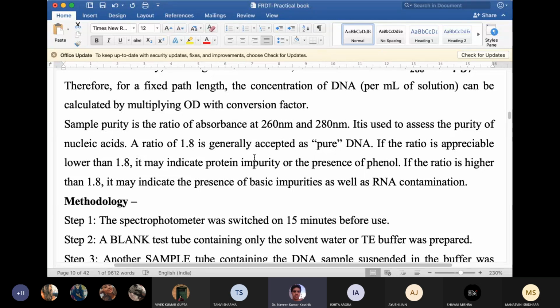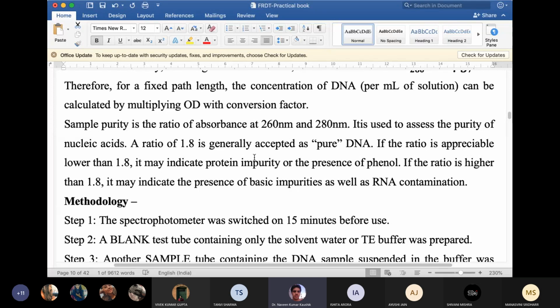So then you are going to suspect that protein impurities are there. To get rid of the protein impurity, you have to treat your sample with phenol, chloroform and isoamyl alcohol. That will remove the protein, and after continuing these steps, you can resurrect your DNA and check it again.